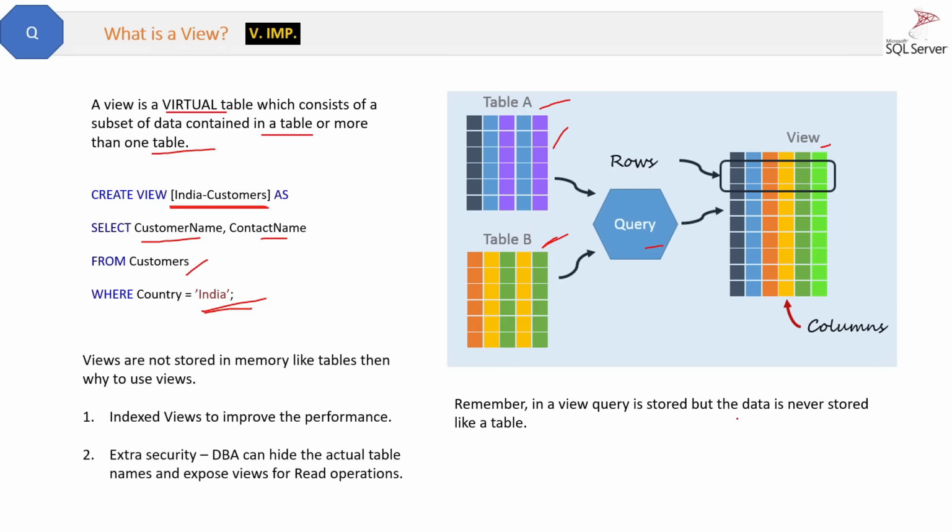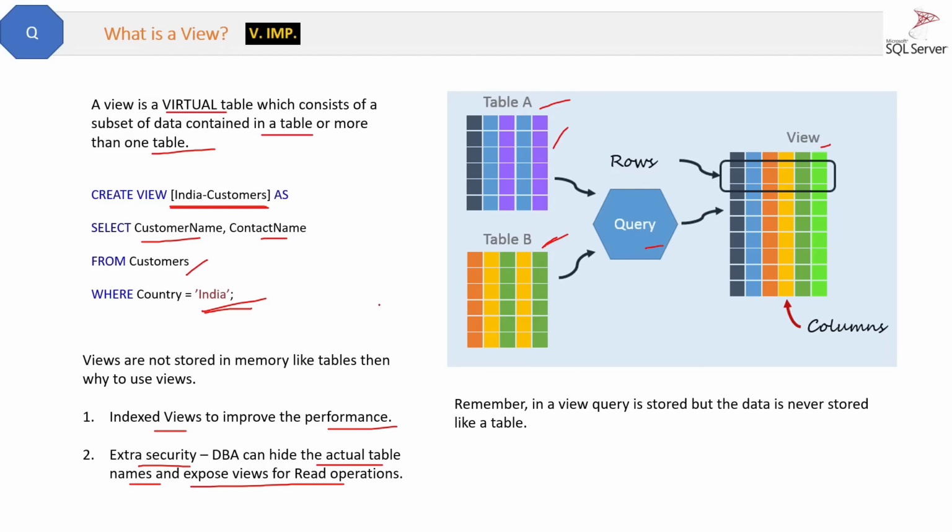So why do we use views? What is the reason we use views? We can directly write queries to get the data. The first reason is views can be indexed very easily, and that can improve the performance. Second reason, and I think that is the important reason, is extra security. DBA can hide the actual table names and expose views for read operations.